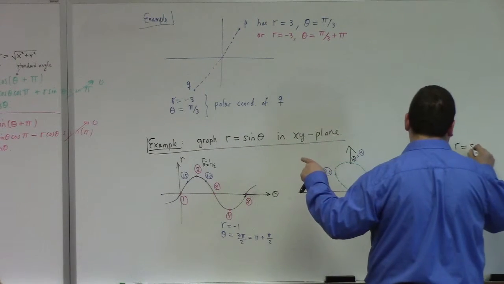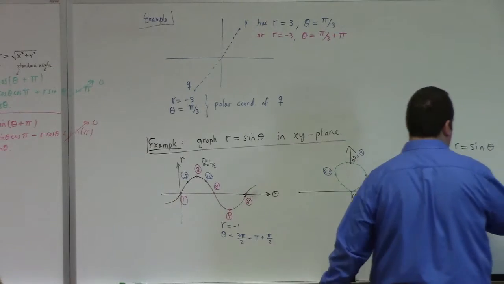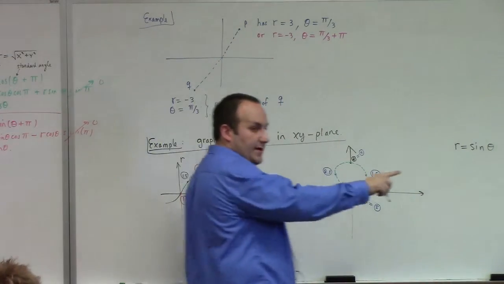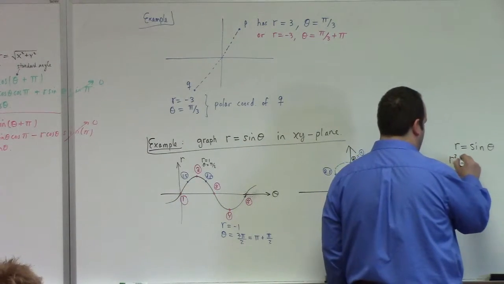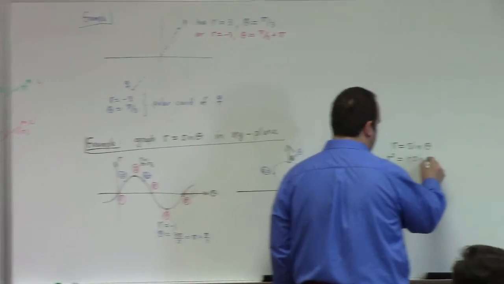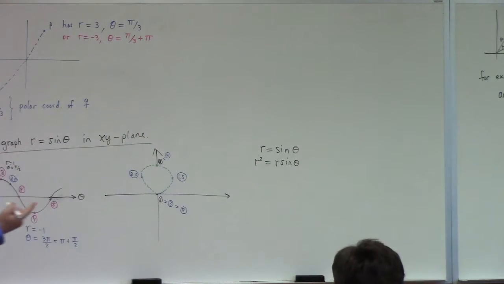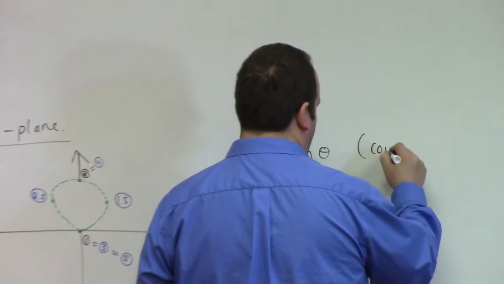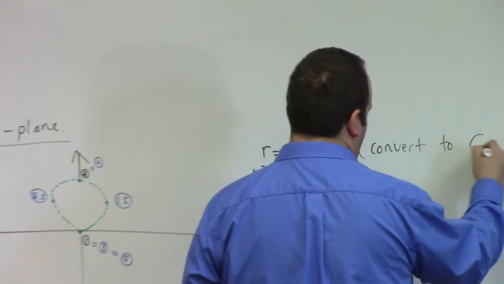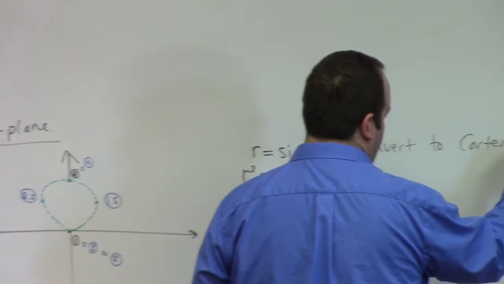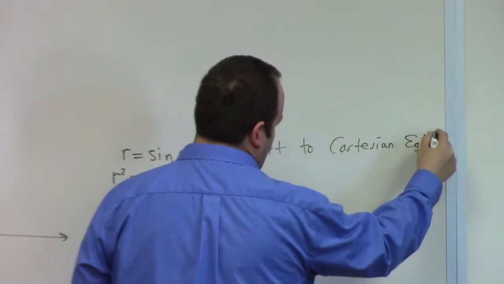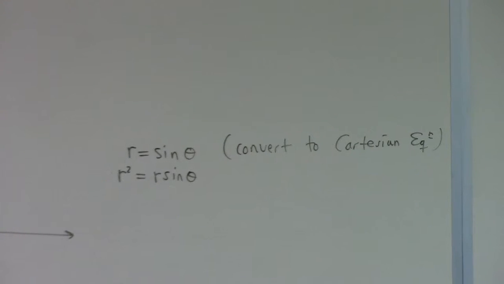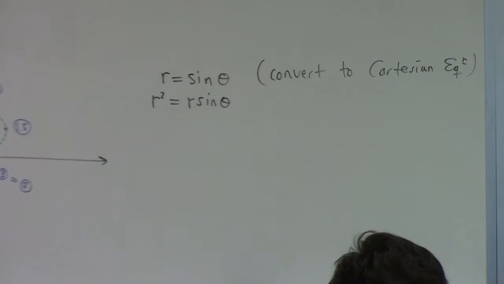So if you start out with r is equal to sine theta, you can also solve this problem algebraically. Here's how. Multiply by r. Why do I do that? I do that because I know that r sine theta is y. So I'm trying to convert this to a Cartesian equation. What's the Cartesian equation? It's an equation just involving x and y. The theta and the r dependence has been traded for x and y.